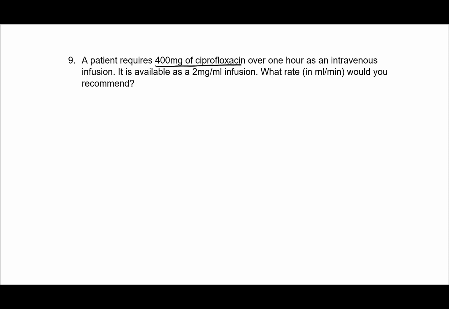Question number 9 here: we have to give the patient a 400 milligram ciprofloxacin dose over 1 hour as an IV infusion, and the IV infusion concentration is 2 milligrams per mL. What rate of infusion should we set? Here we have been given how much dose we have to give to the patient over what time, and the concentration of the infusion, and we are asked to find out what infusion rate we should set so that the patient gets the required dose over 1 hour.